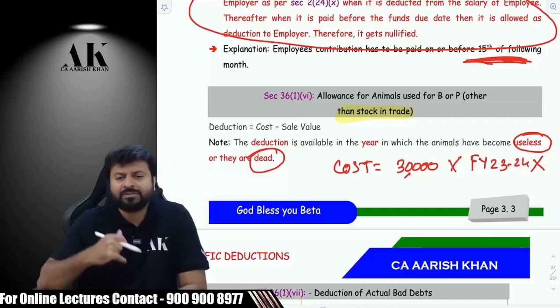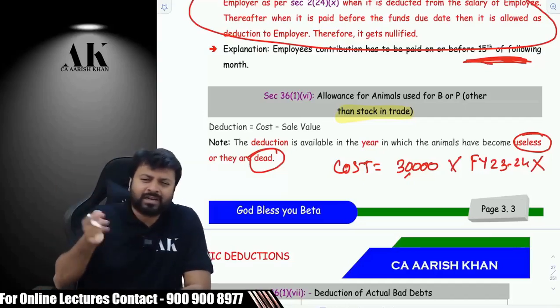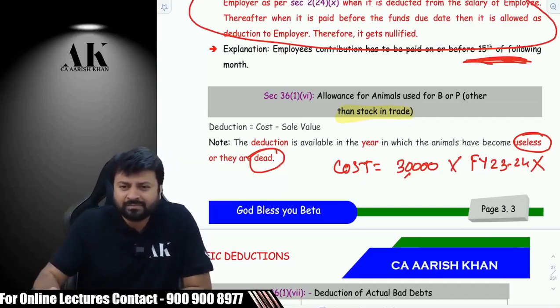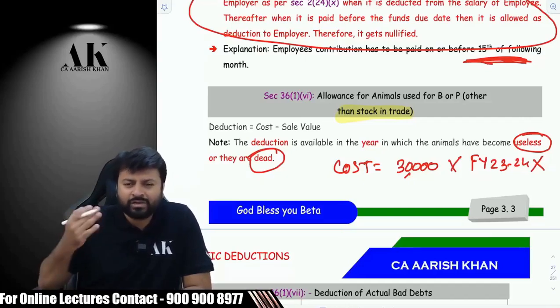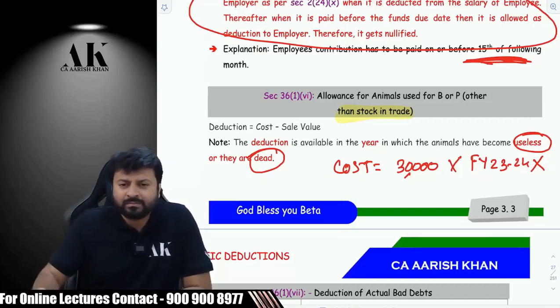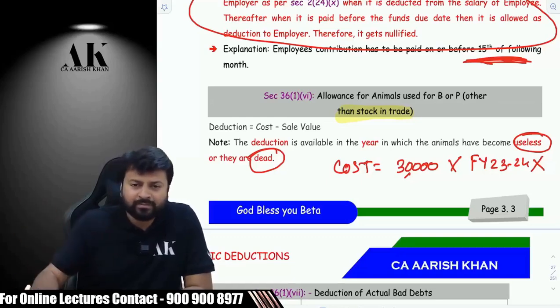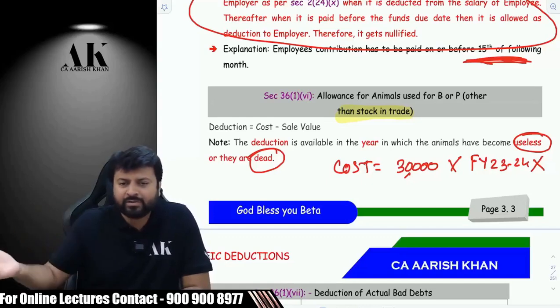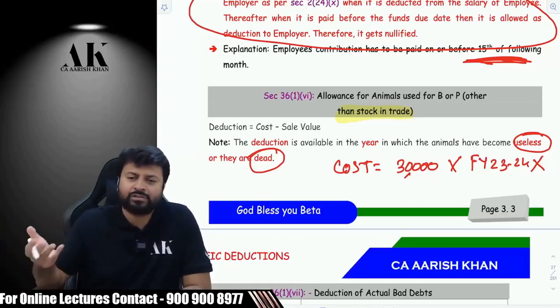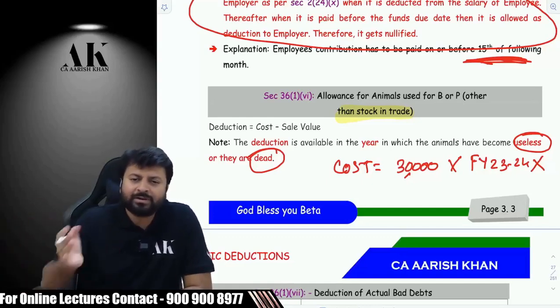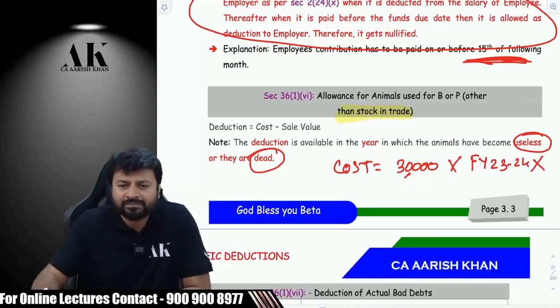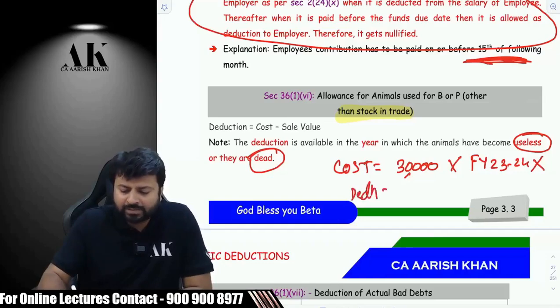So suppose if it has become useless, you have sold it for a marginal amount, say 5,000, 10,000 rupees. Maybe the animal is old now, it is not useful, so I am selling it. Or maybe the animal is dead, so I am selling its carcass. Okay, its dead body I am selling to someone so that someone can make some use out of it, maybe for the purpose of leather or some other purpose, right? So at that time I will get the deduction. How much deduction? Whatever is the cost minus whatever is the sale value you have received.